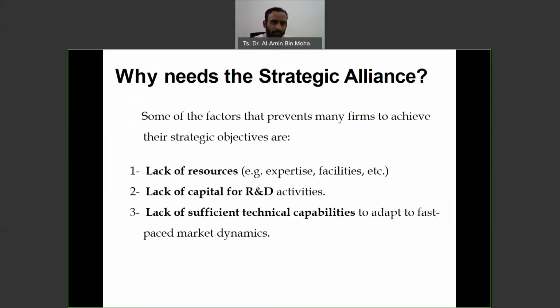Some of the factors that prevent many firms from achieving their strategic objectives are these three. It's generally accepted that there is a lack of resources. One company on its own may have a limitation of resources, maybe expertise or facilities, equipment, or lack of capital for R&D activity. Because they want to take their business to the next level. If you're working in your company, you may imagine this kind of thing.